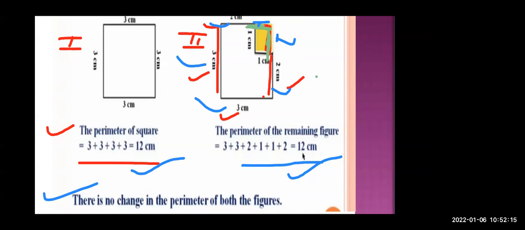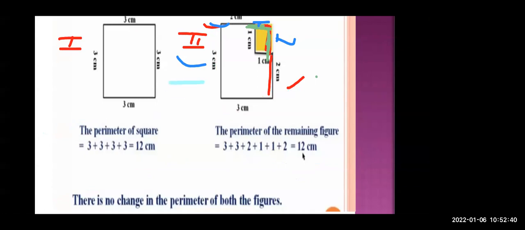See, यहाँ पे कुछ changes नहीं है. They ask about what will be the perimeter of the remaining square. Now, the perimeter of the remaining square is also 12 centimeter. So there is no change in the remaining figure. Clear, everyone? Okay. So note down these things in your notebook. It is very easy. Note it down in your notebook fast.